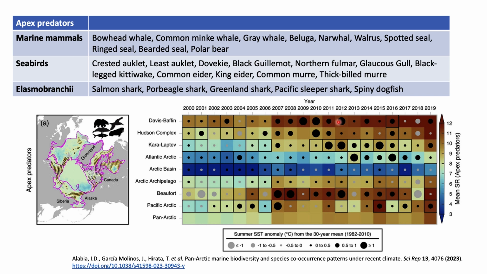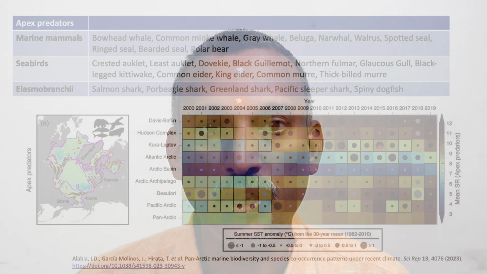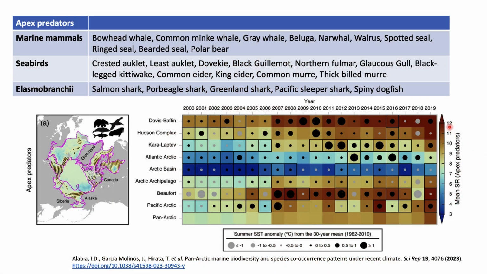If you see 2009, 10 or 12, there is a big black spot. That means the temperature is more than 1 degree higher in the Davis Baffin area. Or in fact, the Kara Laptev Sea, if you look at 2011, 12 and then in 2015, there is a huge temperature increase, more than 1 degree with respect to the 30-year mean. Similarly, when we look at the predators' amount, the blue color means there is a decrease in the population. The brown color means there is an increase in the population. That is what we can see in the case of many of the predators. In recent years, there is an increase in the apex predators. But in the earlier time, in the Arctic basin, if you look very carefully, in all the areas there is a decrease in the population. So this is what is actually seen.